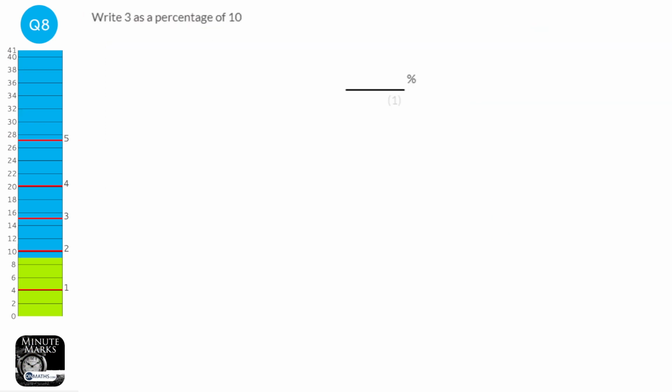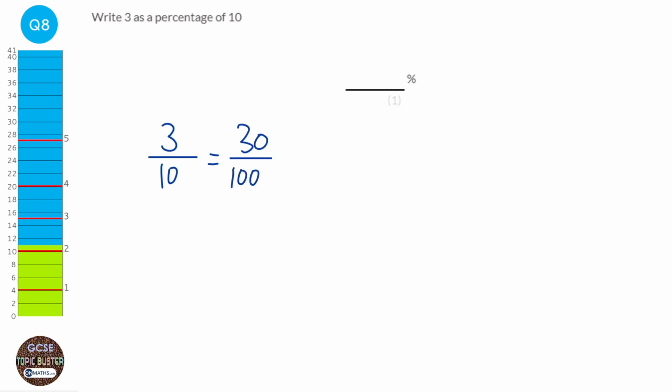So no gaps. So 3 as a percentage of 10, the first thing we can do is write that as a fraction. So 3 over 10. And then I can get the bottom to be 100 and the top will become the percentage. So I can times top one here by 10. So that becomes 30 over 100. And percent means per 100. Here we've got 30 per 100 or 30%.